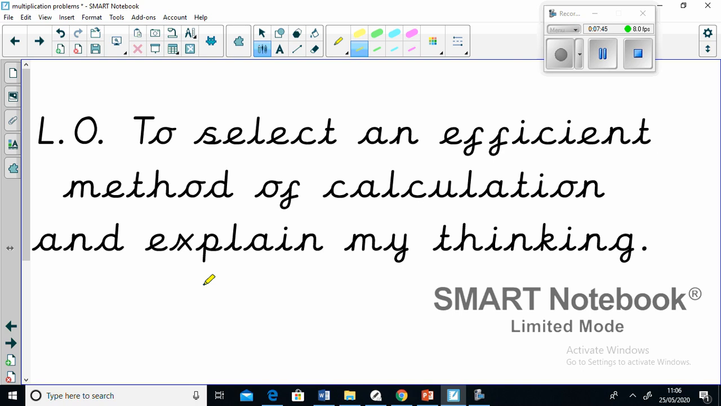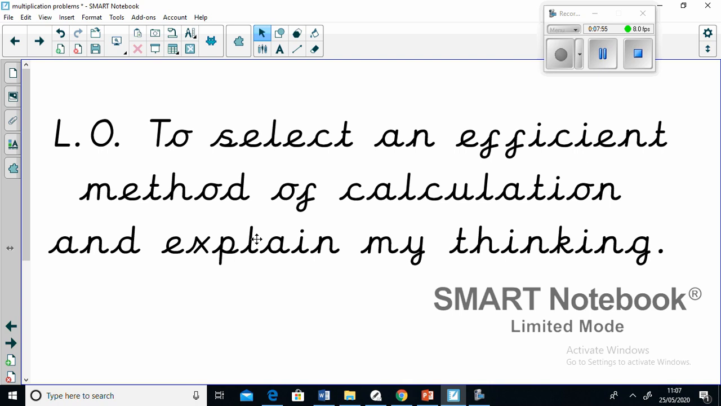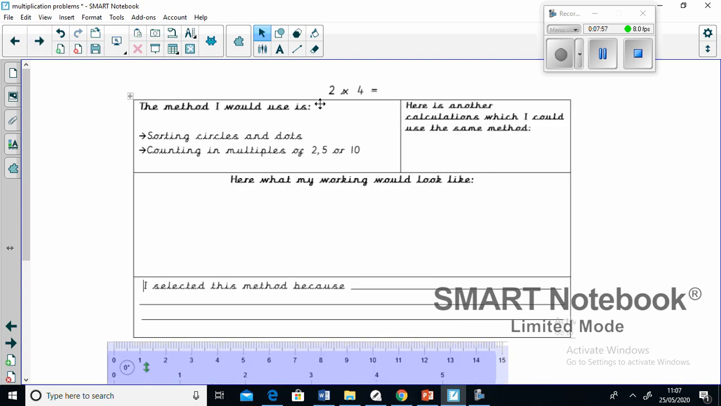If we whiz through them and you want an extension, you could have a go at this efficient method of calculation activity. In this activity, you're challenged with a simple calculation, and it's not just about working it out, it's about working out and really explaining what is the most efficient method and why. Okay, so this one I've got 2 times 4 equals.